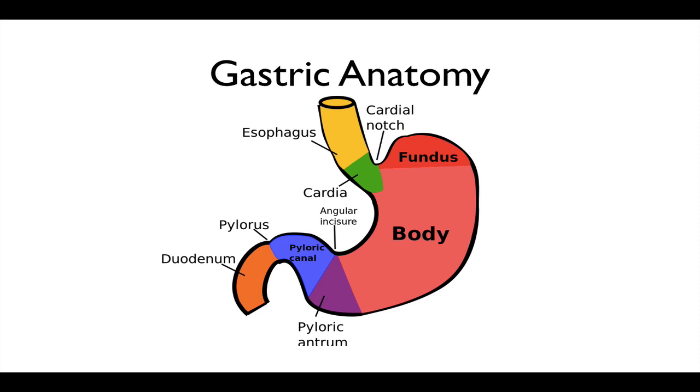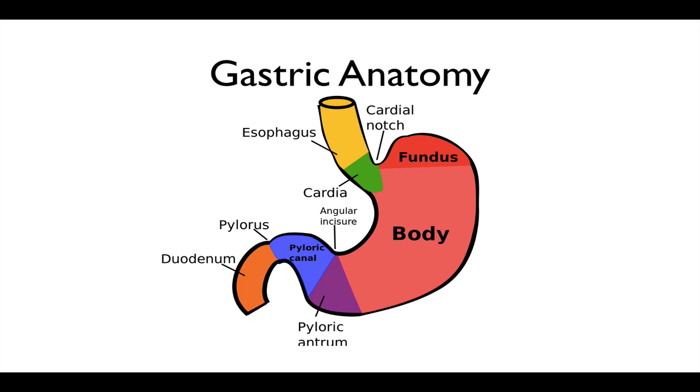It's mainly divided into four regions: the cardia, which surrounds the esophagus as it enters into the stomach, the fundus, which is the most superior aspect of it, and the body itself. And then that goes into the pylorus, where the pyloric sphincter is, and that marks the end of the stomach and the start of the duodenum, which is the first part of the small intestine.